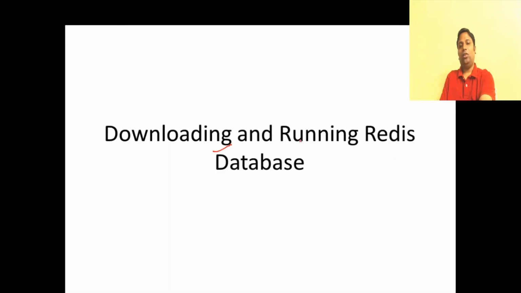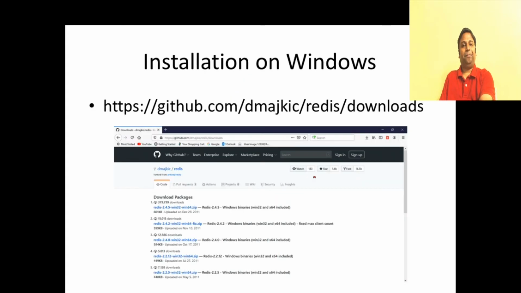So now let us take a look at where to download and how to run Redis. We are going to see how to download and install Redis on the Windows platform. I'm going to tell you how to install it on Windows 10. So we have to go to this GitHub repository. I have given the link here, and you have to go to the packages and download this particular zip file that is available.